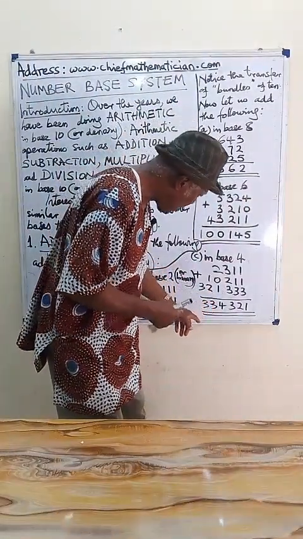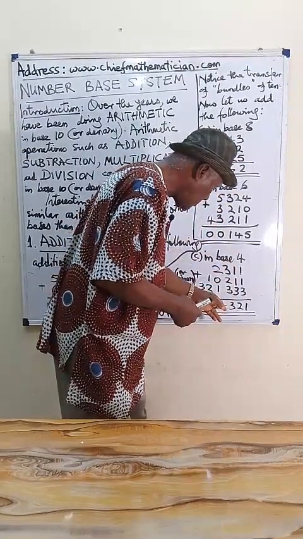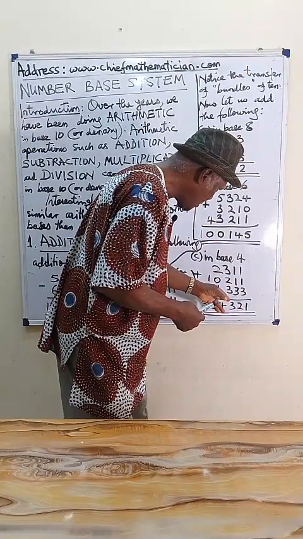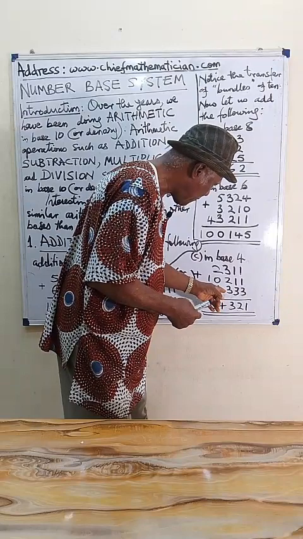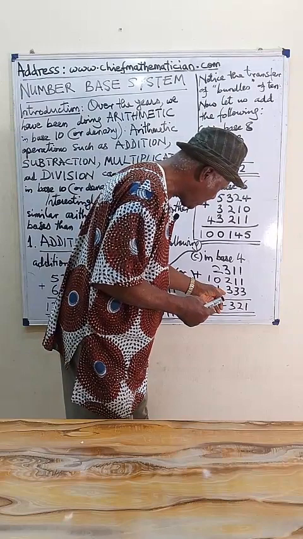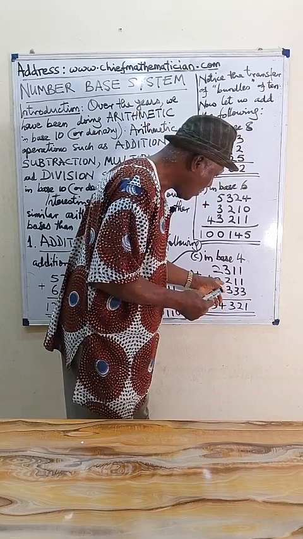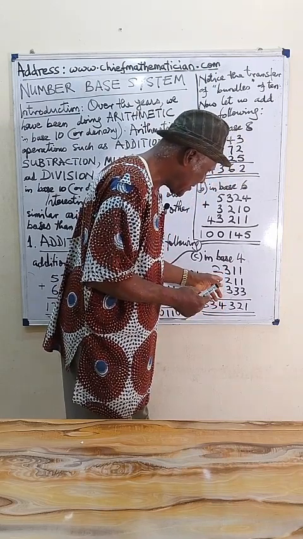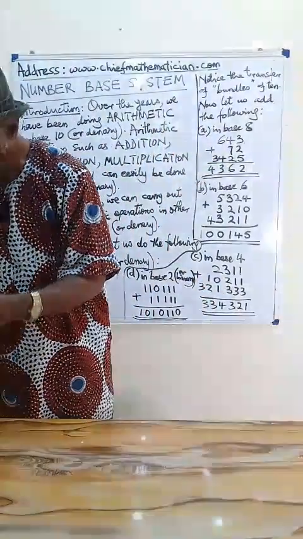Are we right? Sorry. We carried 1 from here. To put that 1 here, we have 4. Add 4. This 1 here is 4, plus 2, 6 plus 3, 9. Let me check, please.